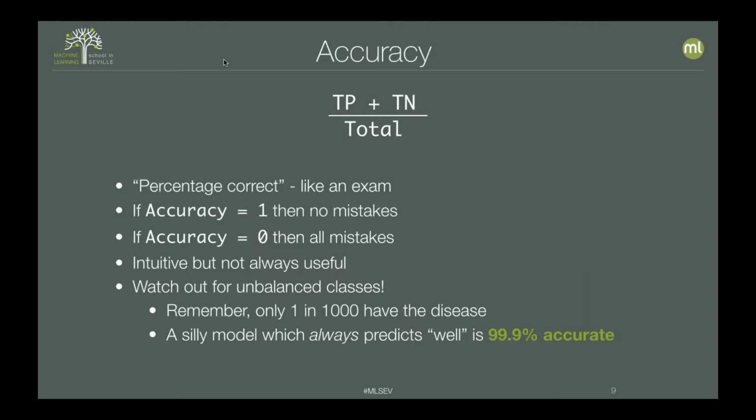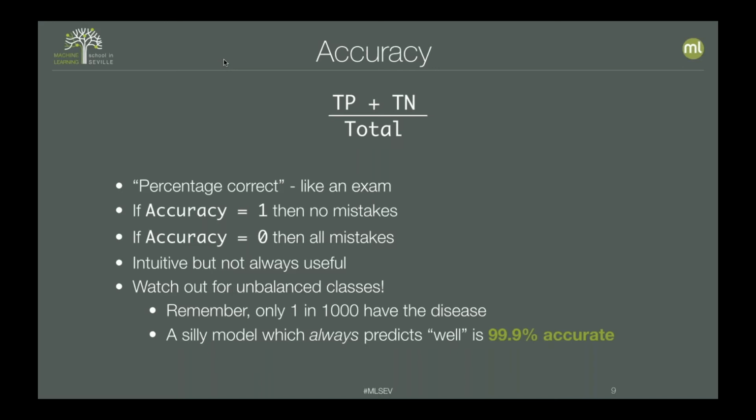Okay, so the easiest way to evaluate the model is accuracy, right? You just take the number of things you got right and you divide it by the total number of things in your data. It's percent correct, like an exam. So how many patients did I pick the right answer for? If the accuracy is 1, then that means you didn't make any mistakes. If the accuracy is 0, then that means you made a mistake on every single prediction that you made. It's intuitive, right? It's just like an exam score, but it's not always useful.